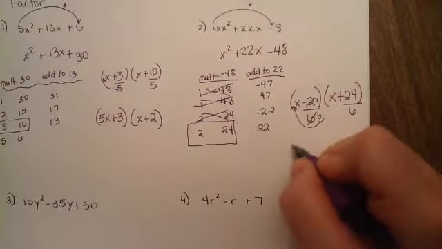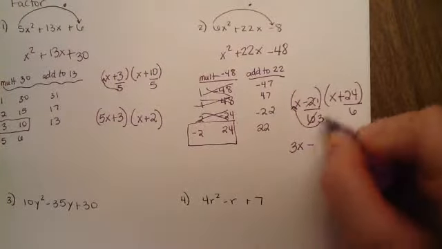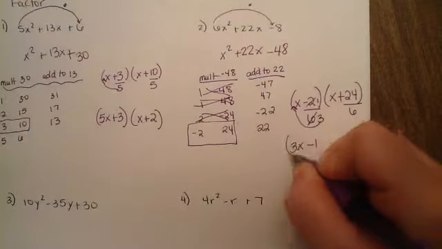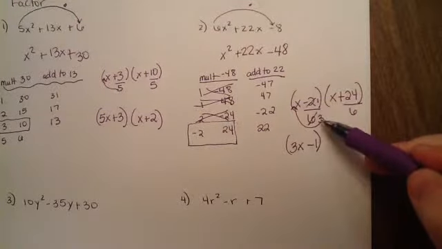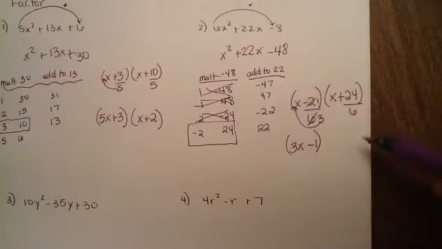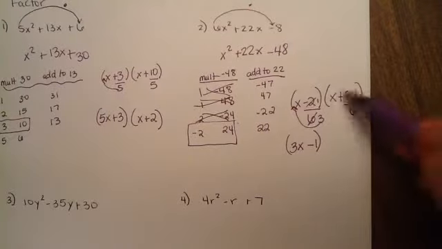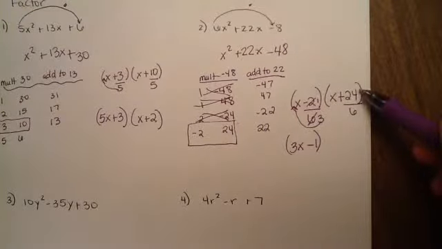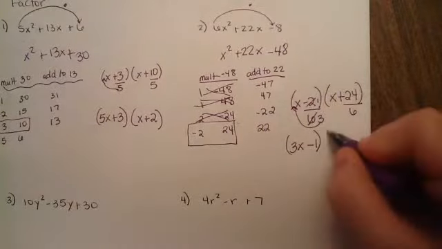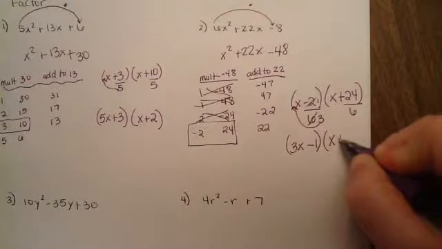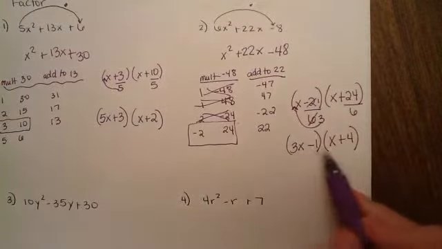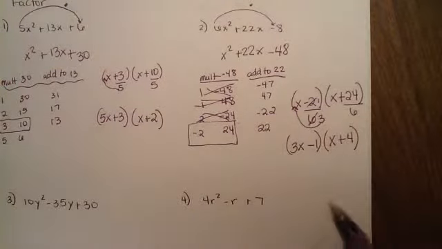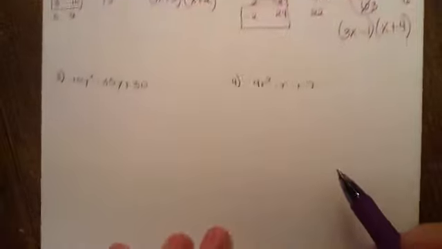Bring it out front. 3x minus 1. So simplify the 2/6 to 1/3. And since 3 is still in the bottom, slide it out front. What about over here? I can actually divide 24 and 6, so we will get x plus 4. This is in factored form. Nice job. Let's take a look at this one.